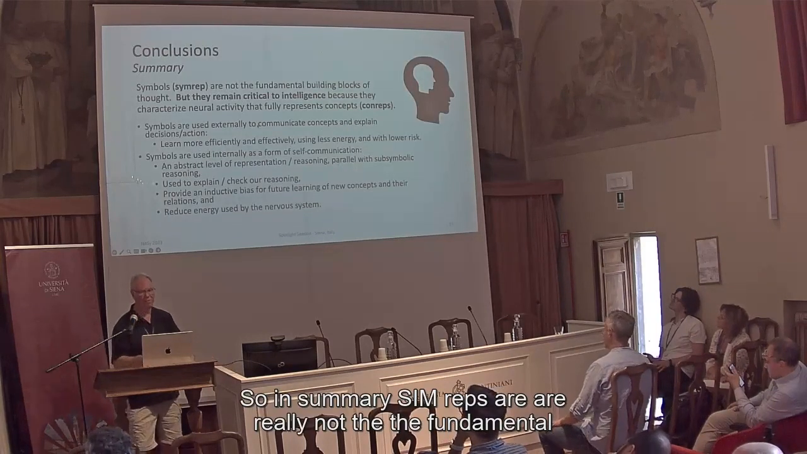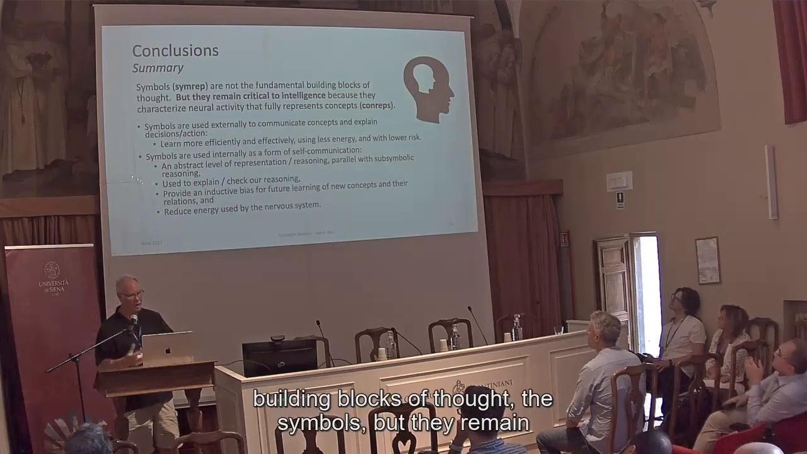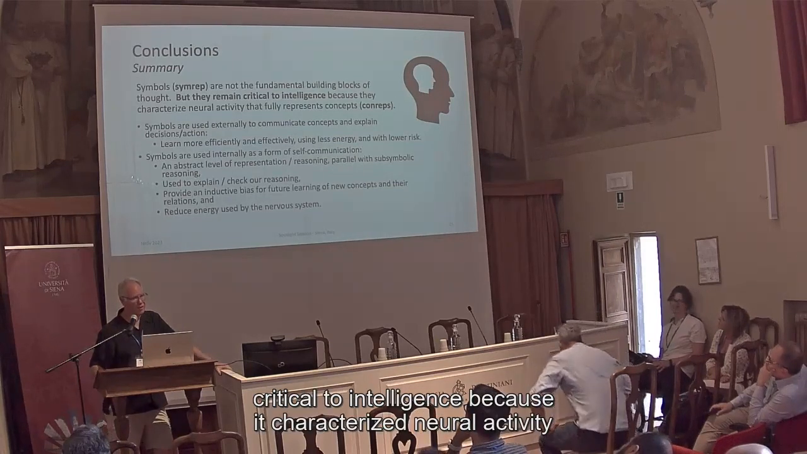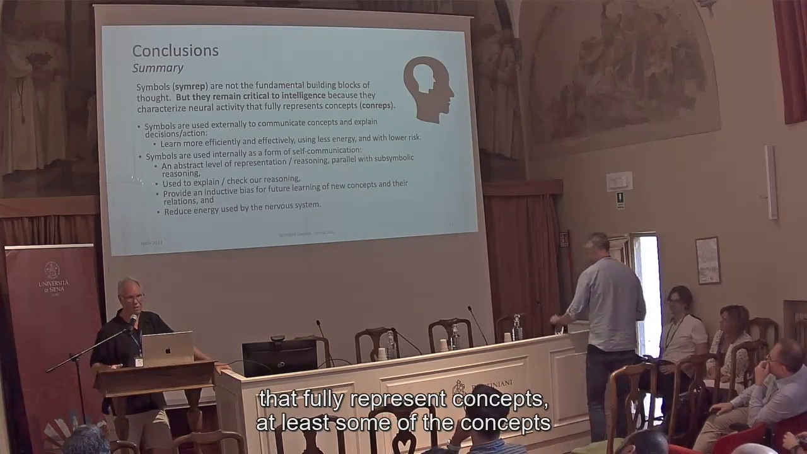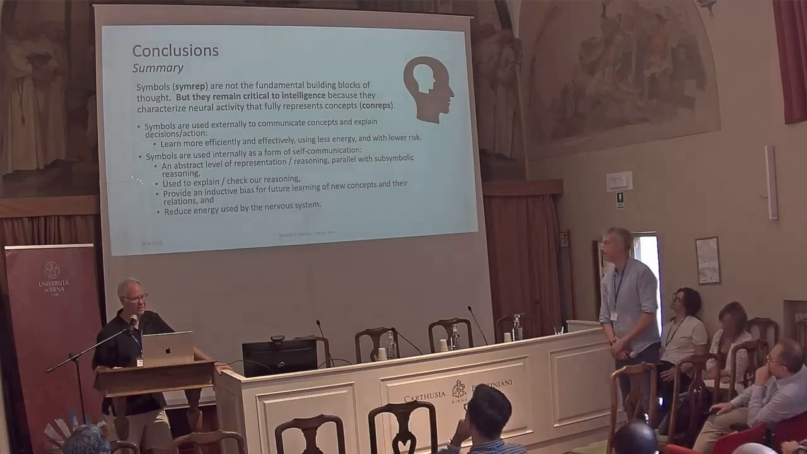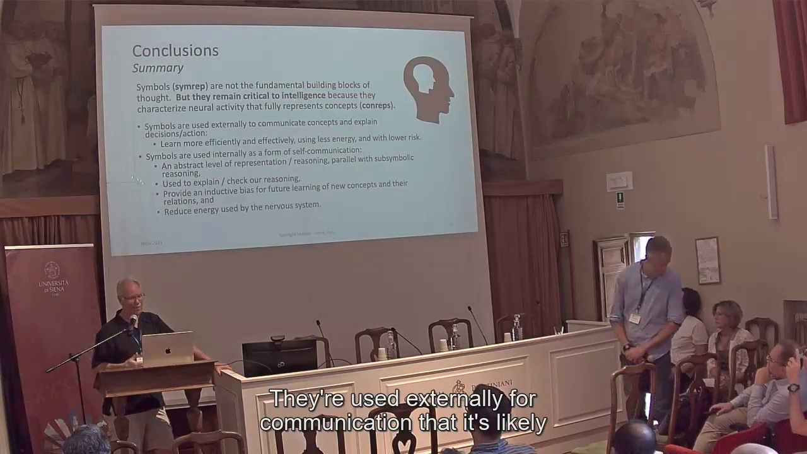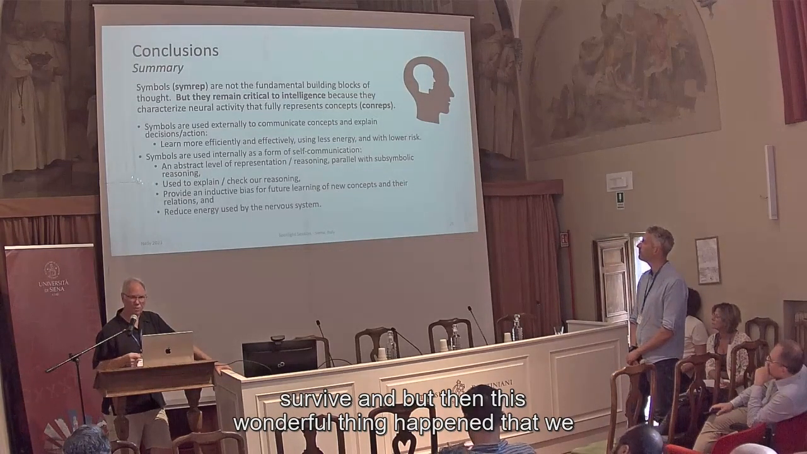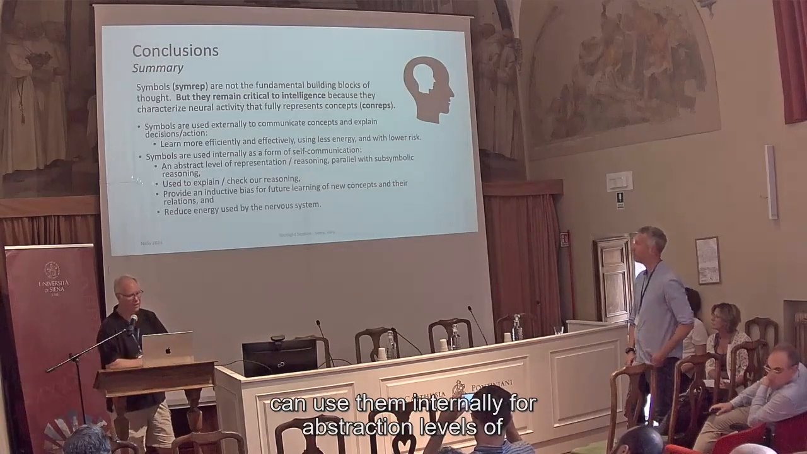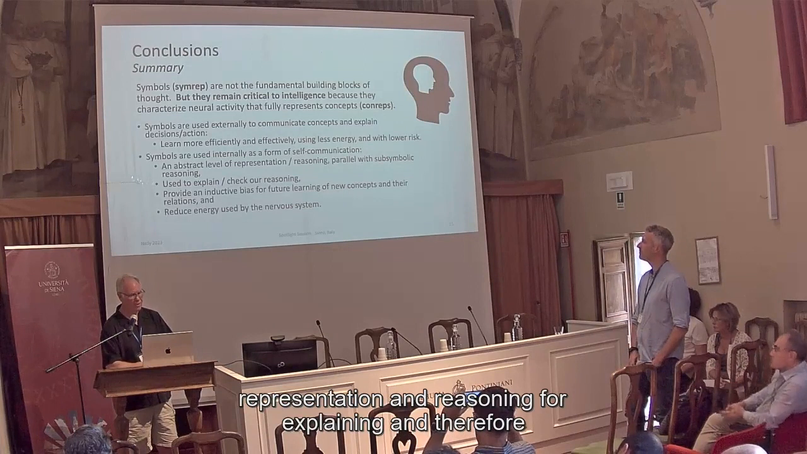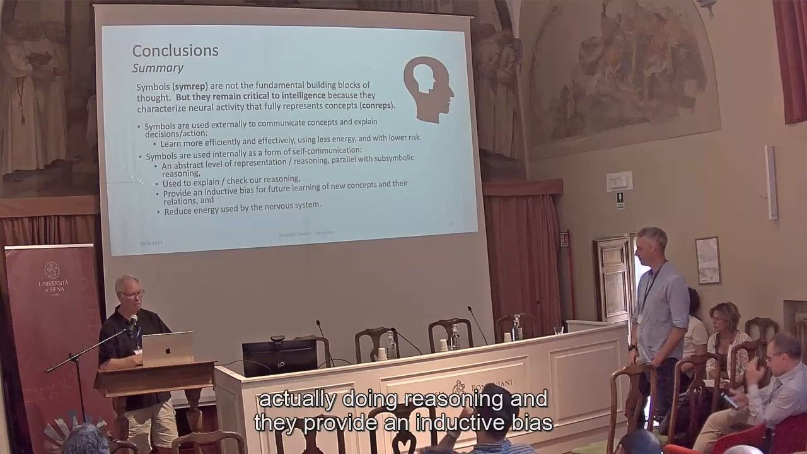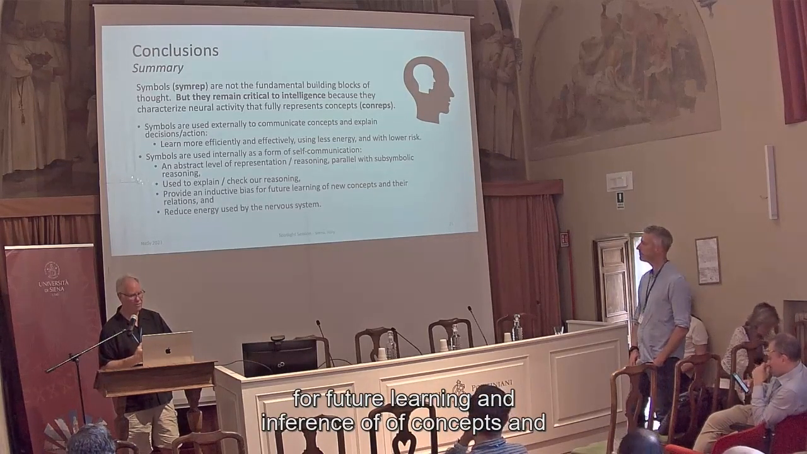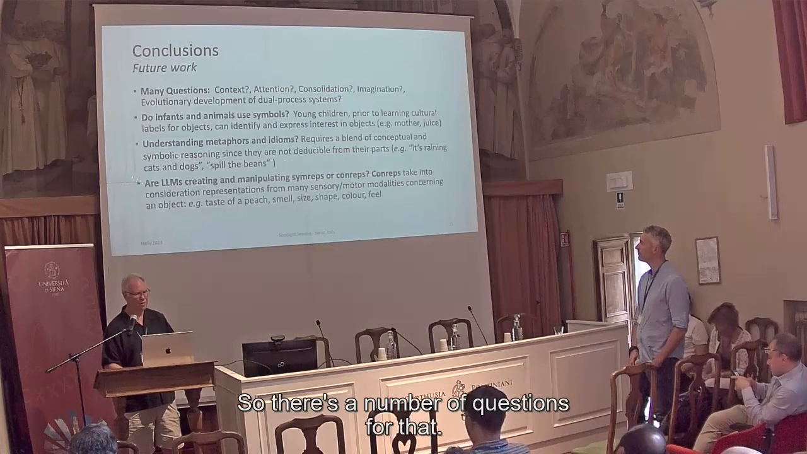So in summary, sim reps are really not the fundamental building blocks of thought, the symbols, but they remain critical to intelligence because they characterize neural activity that fully represent concepts, or at least some of the concepts that we see. They're used externally for communication. It's likely how they first came about, because it helps our species to survive. But then this wonderful thing happened that we can use them internally for abstraction, levels of representation and reasoning, for explaining, and therefore actually doing reasoning, and they provide an inductive bias for future learning and inference of concepts, and potentially reduce our energy. So there's a number of questions from that.